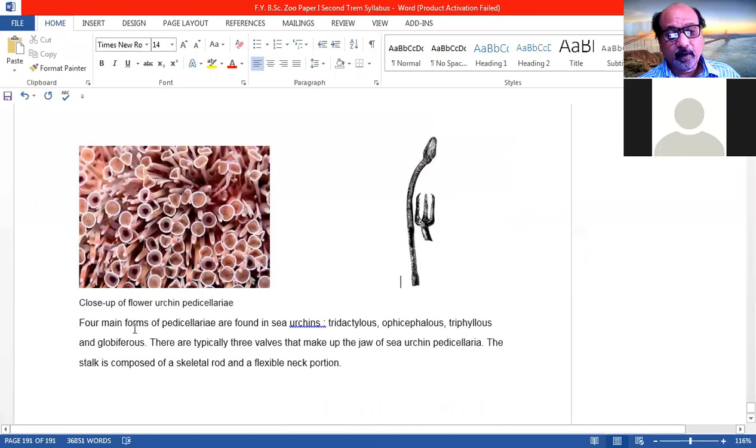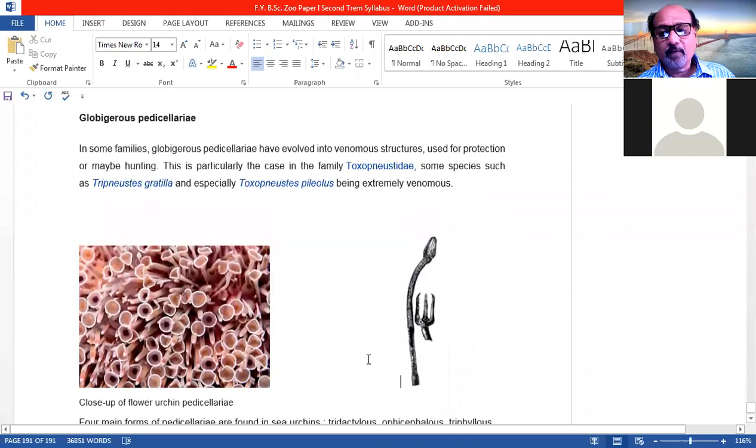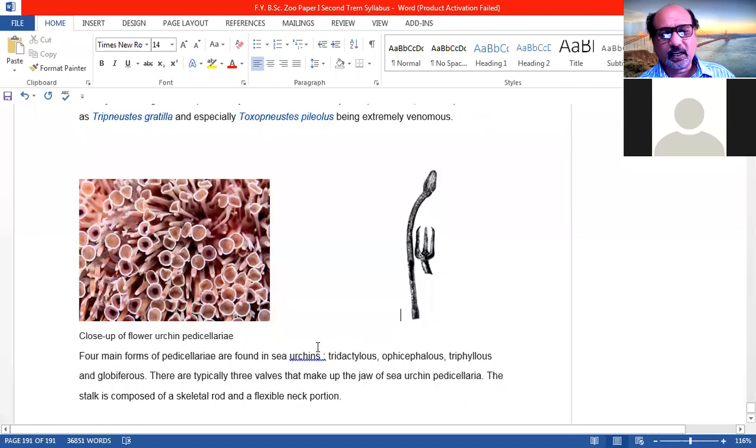These are the four main pedicellariae found in the echinoderms: Tridactylus, Ophiocephalus, Triphyllus, and Globiferous. There are typically three valves. Now one by one we are going to try to understand the structure of these pedicellariae.